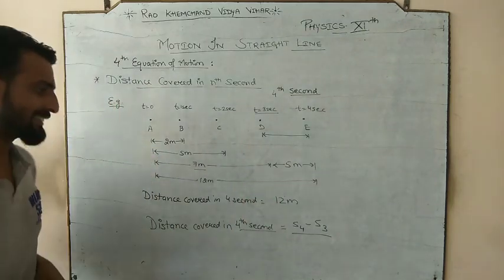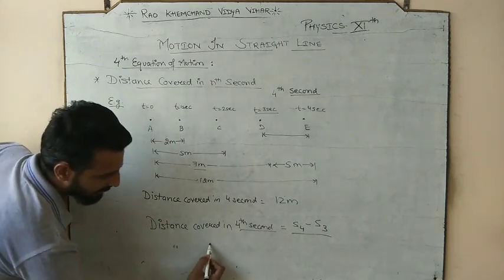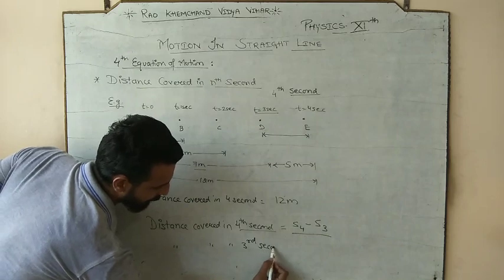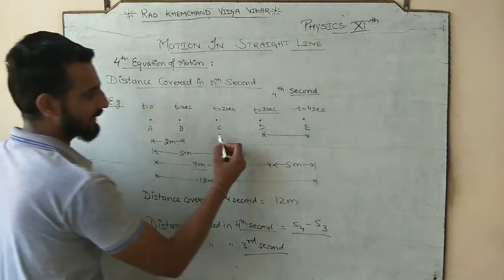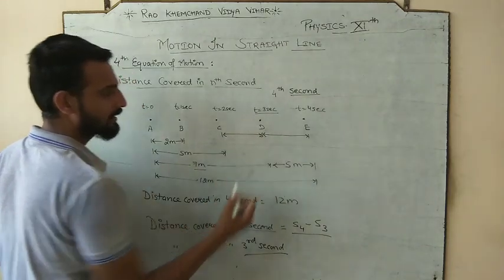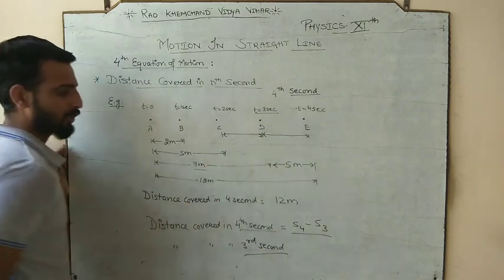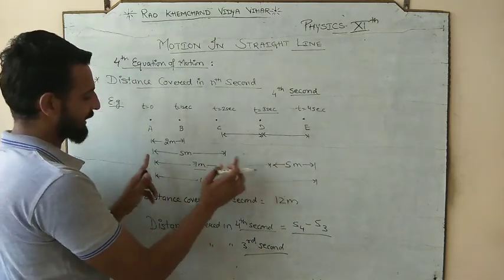Got it? In a similar manner, if I ask you distance covered in the 3rd second, the 3rd second is from C to D. What is the distance covered in this 3rd second? Only C to D. So how will we calculate? From A to D, distance covered in 3 seconds is 7.